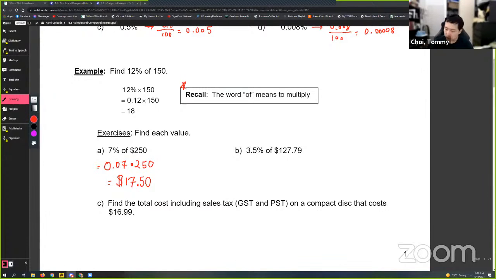Okay. You should be finishing off the calculations here. First step, change the percentage to a decimal. You should have gotten 0.35, sorry. So 0.035 of means multiply 127.79 and multiplying that out.